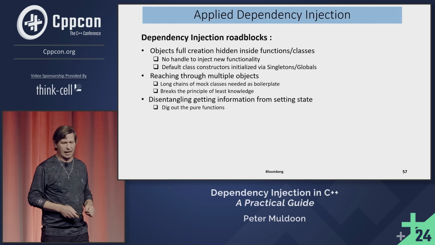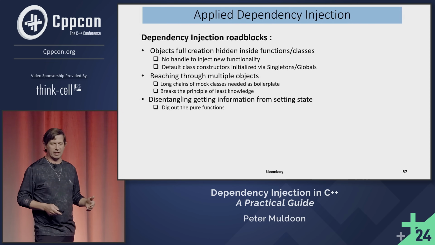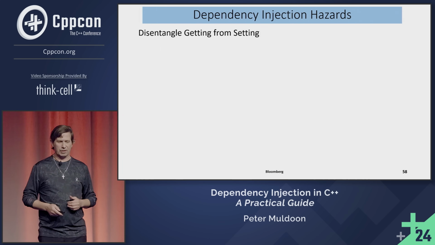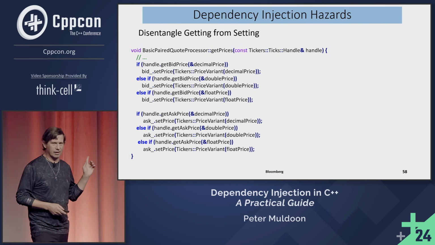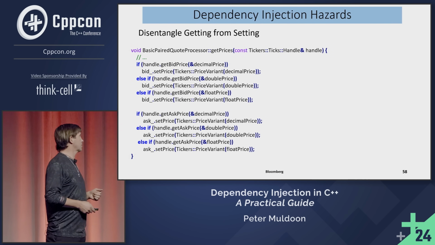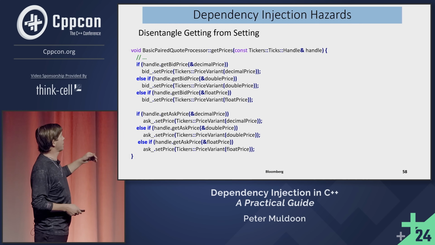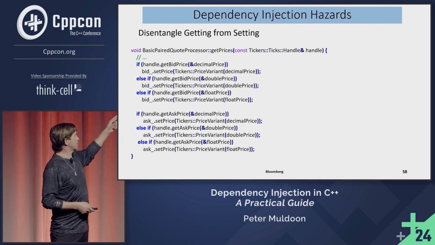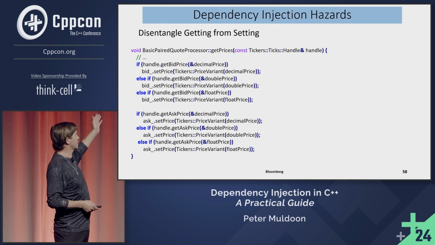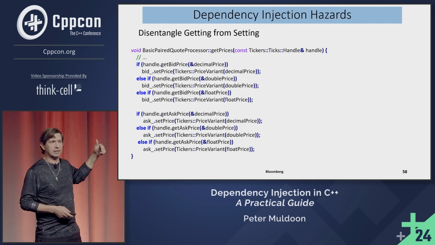Next, disentangling getting information from setting state, getting or calculating stuff from state. In other words, dig the pure functions out of your code. What does that mean? Again, real code. This is the thing that says, look, I'm looking for bid and ask price, and I've got it at various degrees of precision. If I get it as this decimal price, which seems a big long number, I'm going to set it. Otherwise, I'm going to get it as a double. Otherwise, as a float. This is all the getting and setting entangled.